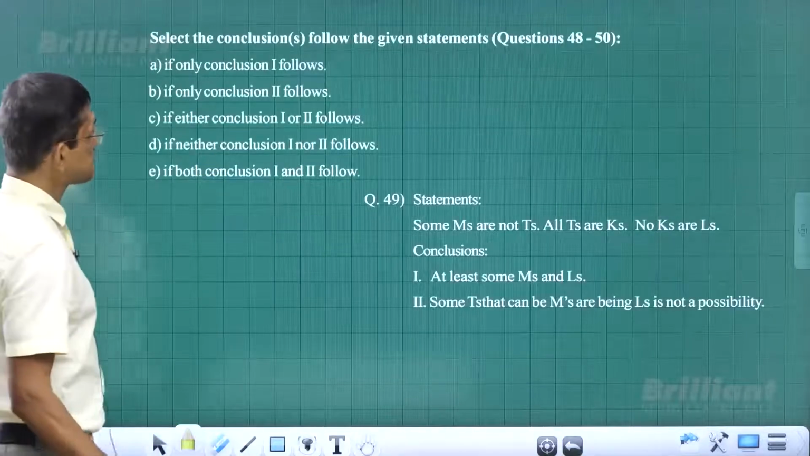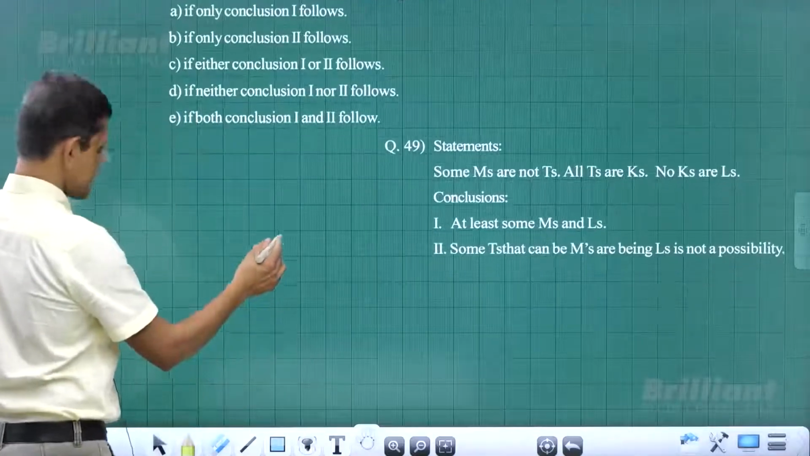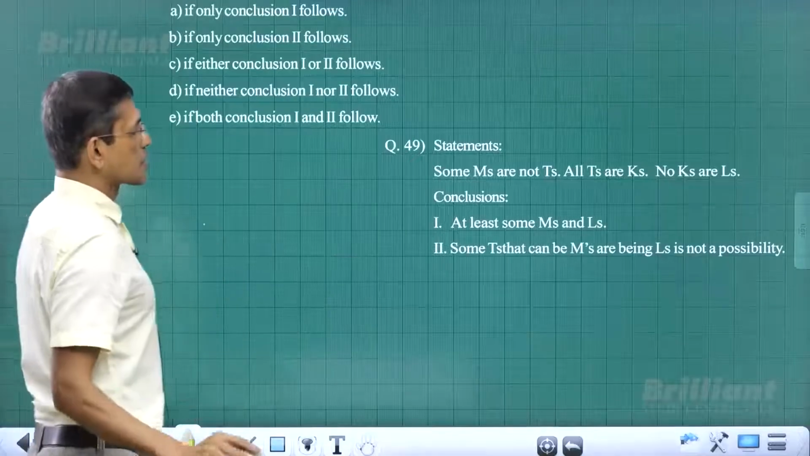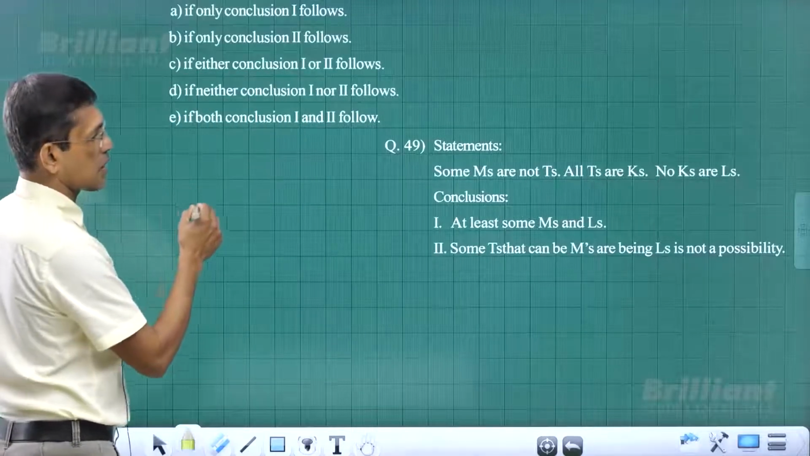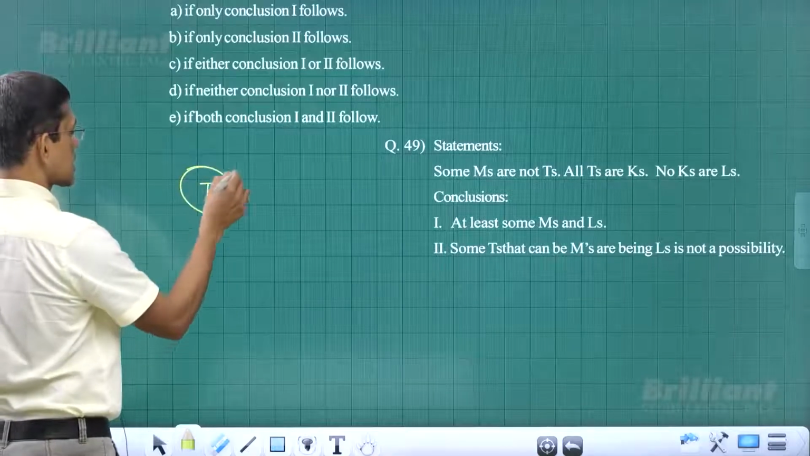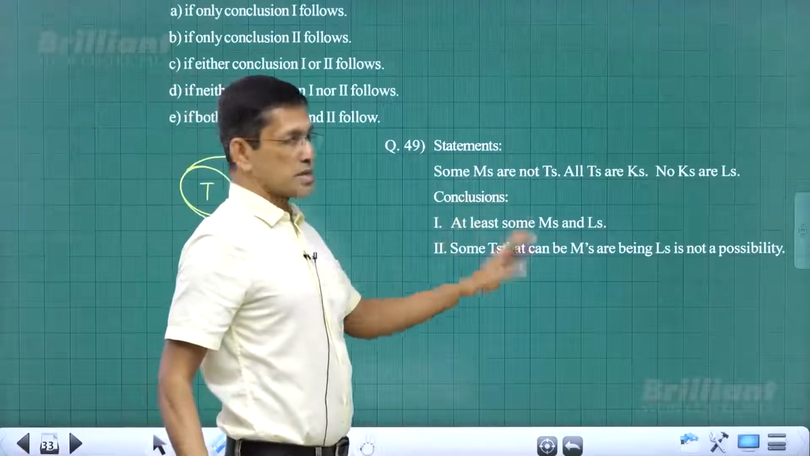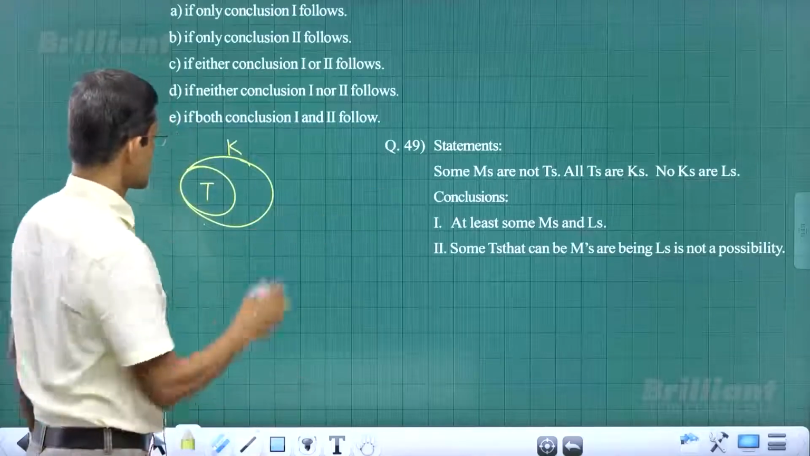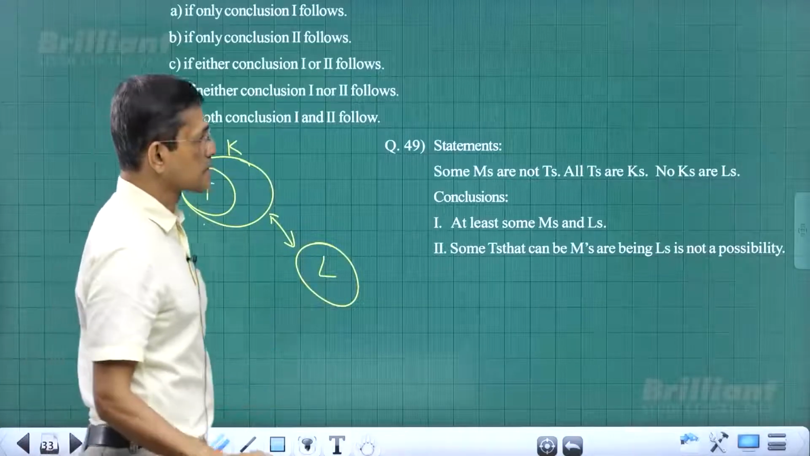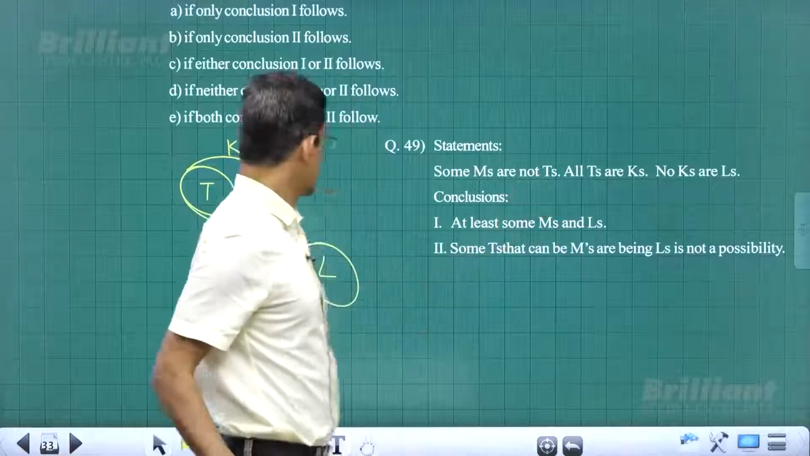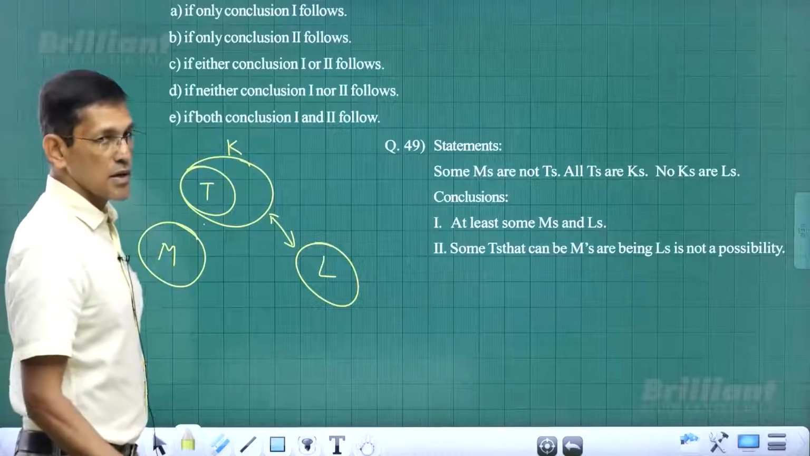Next one. Some M's are not T's. So those are the statements. All T's are K's. And some M's are not T's. And no K's are L's. So there's no intersection between K and L. And some M's are not T's. So M and T, there is no full intersection. So this is the diagram.